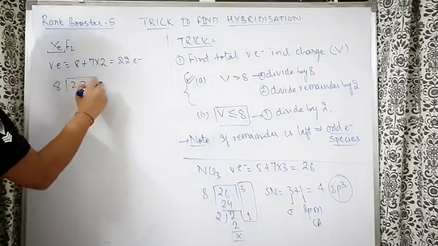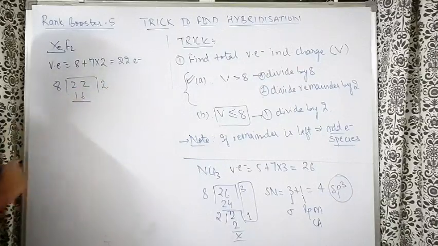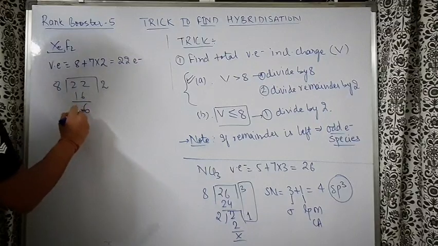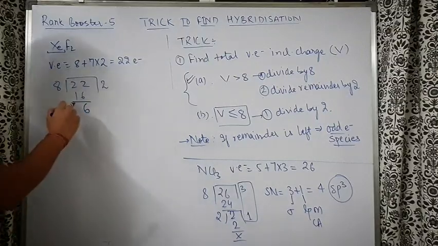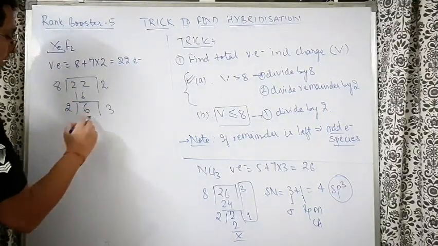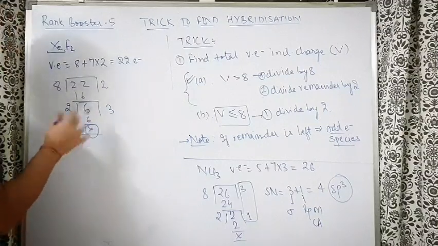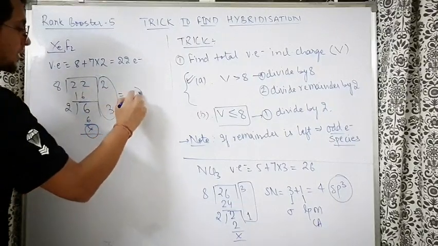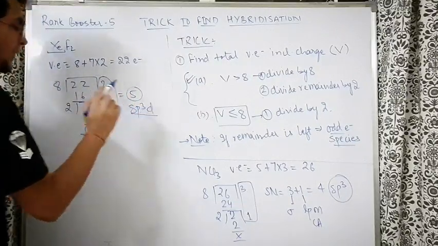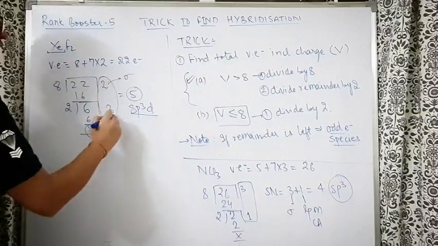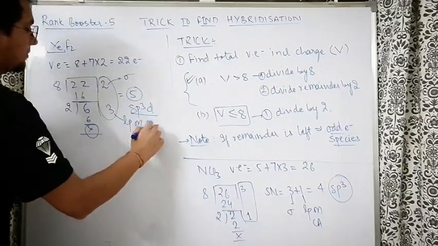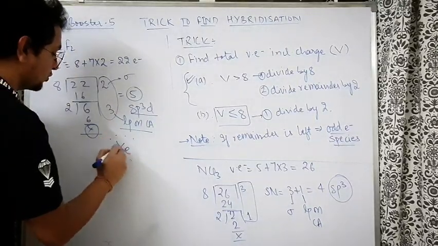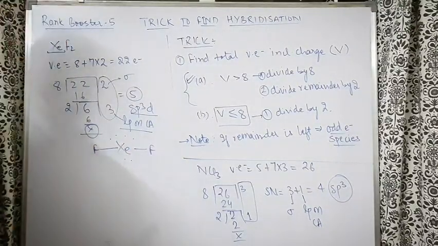Divide by 8. So 8 2s are 16. Because 8 3s are 24. So it will go 2 times, 16. Remainder 6. Now what to do? Divide this 6 by 2. So 2 3s are 6. Very good, yaar. Over. So this is 2 plus 3. So 3 plus 2, total steric number is 5. So sp3d. But if I ask you how many sigma bonds? 2. How many lone pairs on the central atom? 3. So XeF2 has 3 lone pairs on the central atom. In fact, you can write like this also to show the structure of XeF2.